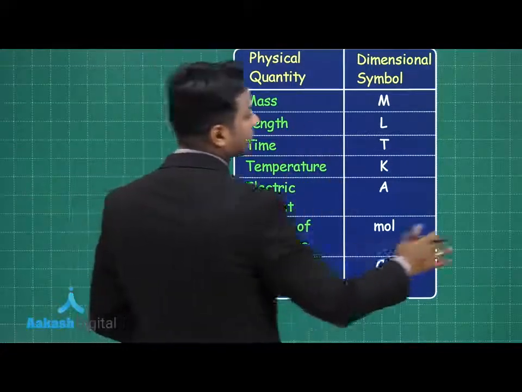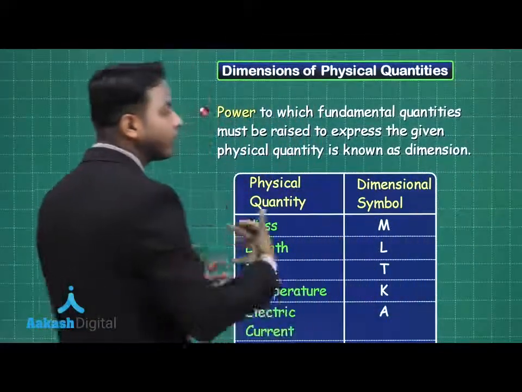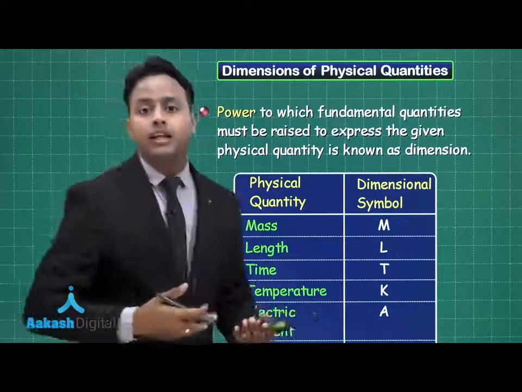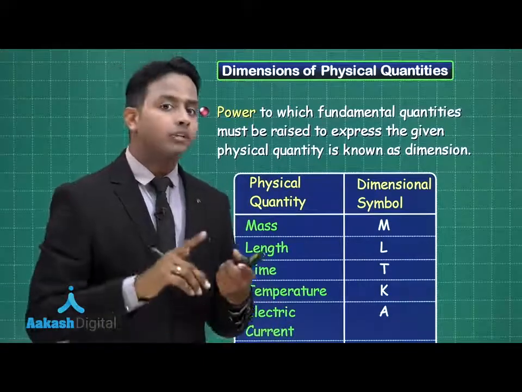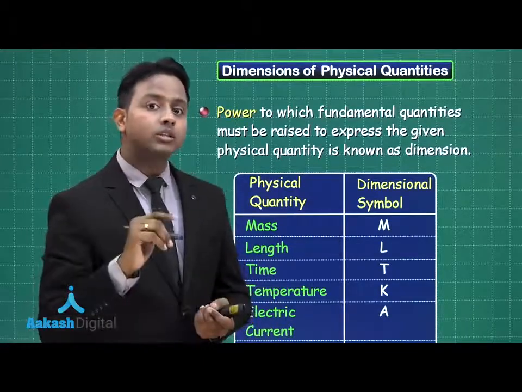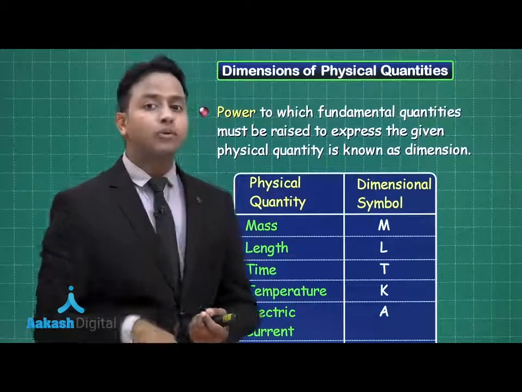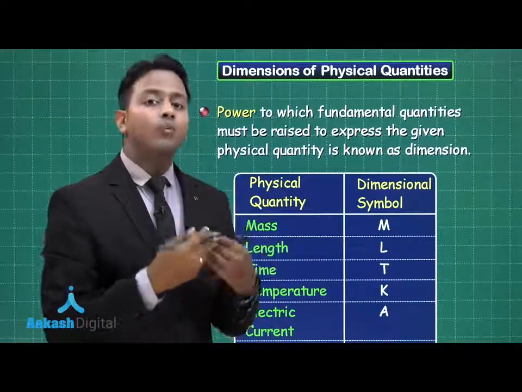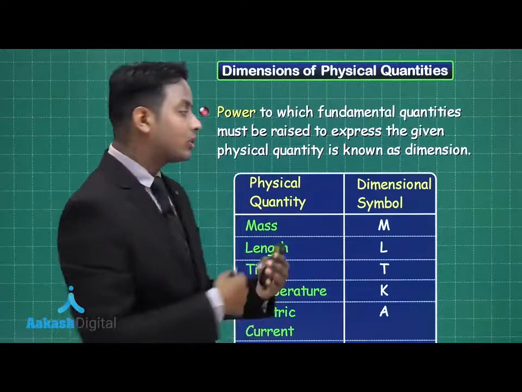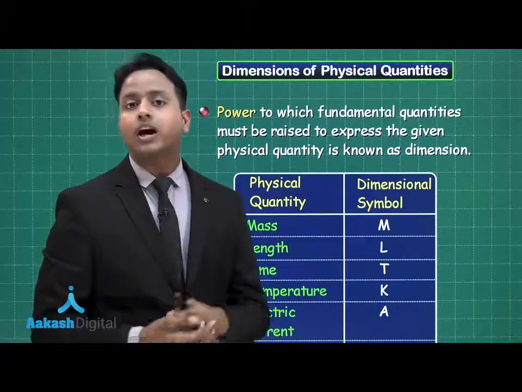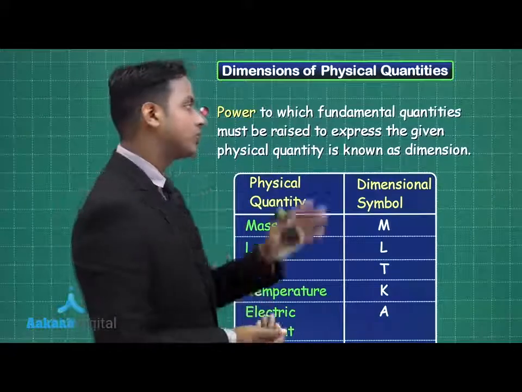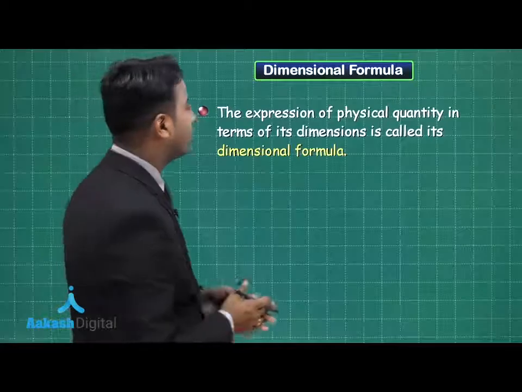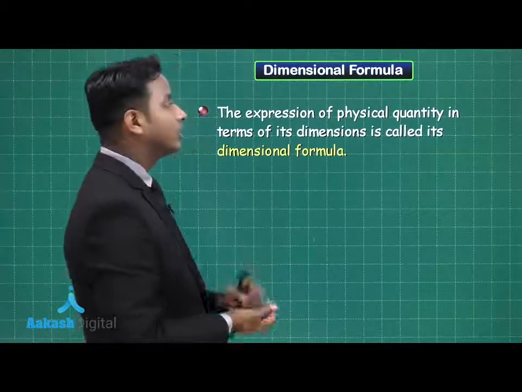These are the symbols used to express a given physical quantity with the respective powers. Let's suppose velocity depends upon length and time: velocity is directly proportional to length but inversely proportional to time. So we can write that velocity is length to the power 1 and time to the power minus 1. That's why the power to which fundamental quantities are raised to express the given physical quantity is known as its dimension.